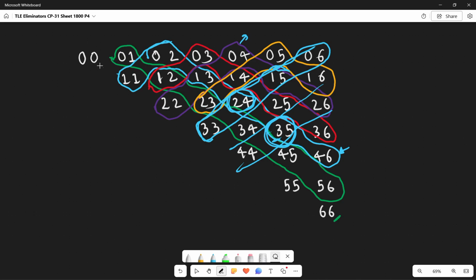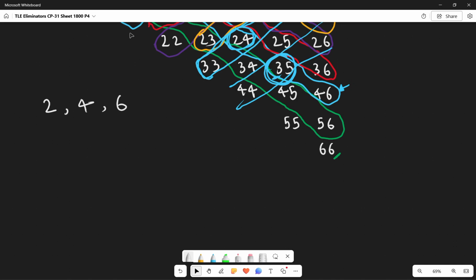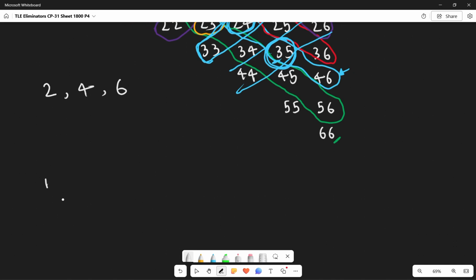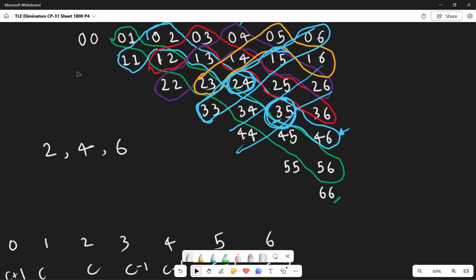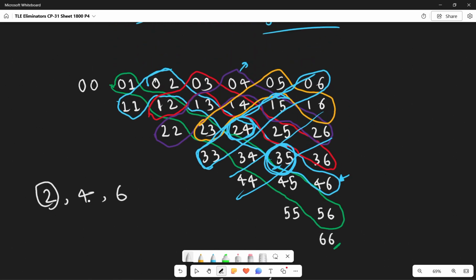So anyways, what I am trying to suggest here is that your set has 2, then it has 4, then it has 6. We know the ordering for the elements that you will exclude: for 0 it is c plus 1, for 1 it is c, for 2 it is c, for 3 it is c minus 1, for 4 it is c minus 1, for 5 it is c minus 2, for 6 it is c minus 2. But what if I have 2 as well and 4 as well?